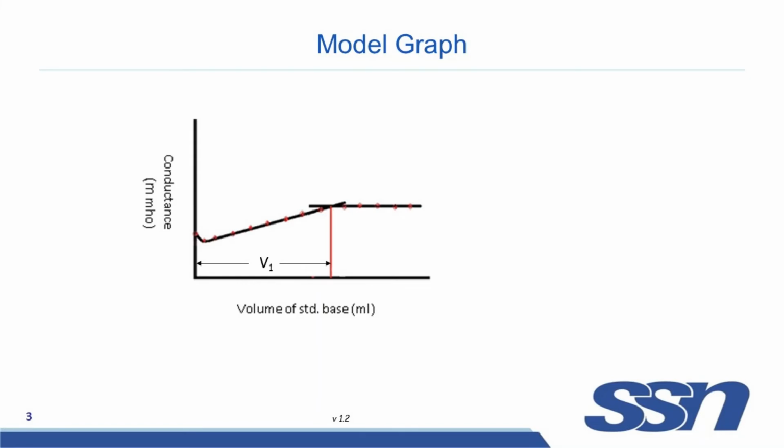After the values are tabulated, a graph is drawn taking the volume of base on the x-axis and the corrected conductance on the y-axis. The point of intersection of both the lines gives the endpoint. From the endpoint, the amount of acid is calculated as shown in the next slide.